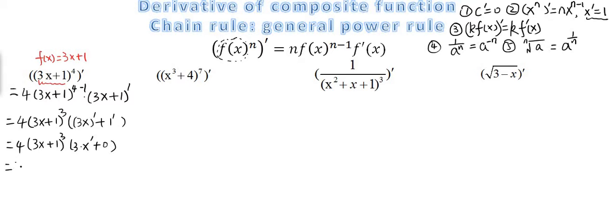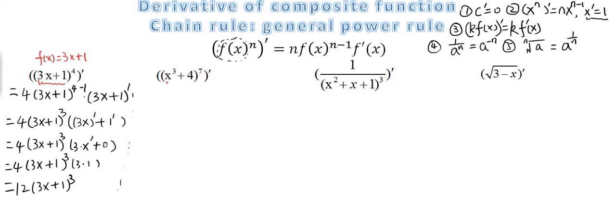Now we can simplify it. The derivative of x, following formula 2, is 1, so 3 times 1. And we can simplify it. 4 times 3 is 12 times (3x plus 1) cubed. That's it. Now let's take a look at the second example.